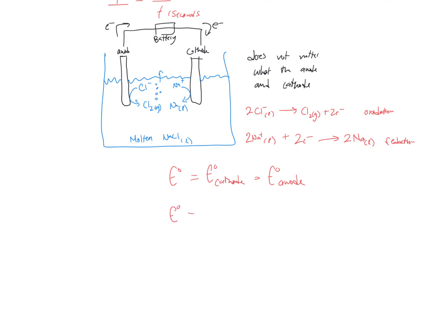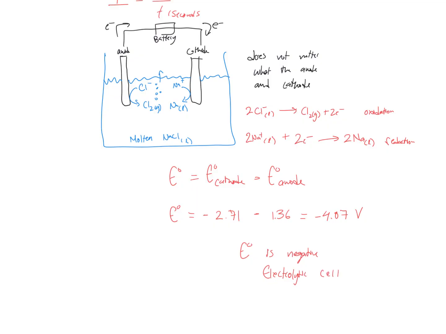But E naught in this case will be the cathode, which at our cathode, we have the sodium reaction happening, which is negative 2.71, minus the anode, which is our Cl reaction, and that is 1.36. And the value that we get here is negative 4.07 volts. And what you can see is that E naught is negative, making this an electrolytic cell.